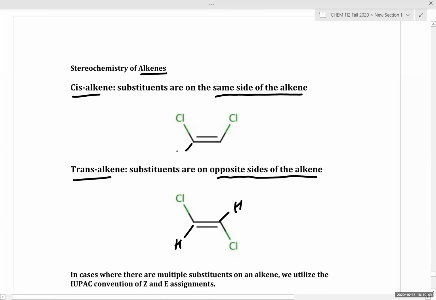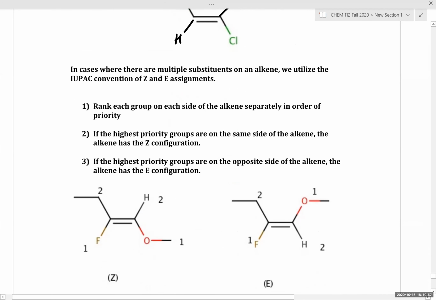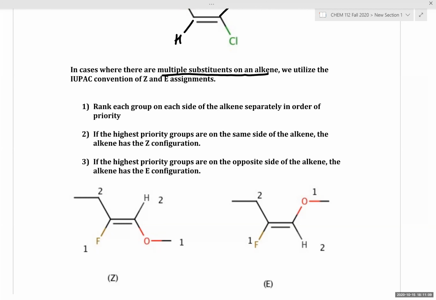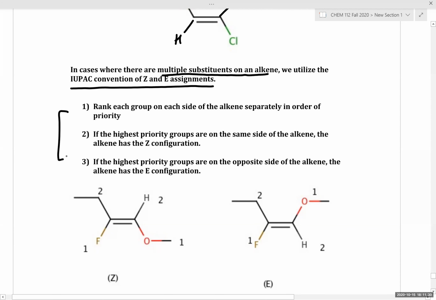Now, this cis and trans definition works nicely when we have relatively simple alkenes. However, when we start to look at molecules with multiple substituents on the alkene, cis and trans naming conventions fall apart very quickly. Which groups are you referring to? Well, IUPAC has developed a convention of assigning alkenes as Z or E, and that serves to denote the stereochemistry and relative arrangement of our substituents in our alkene. So these rules are going to sound very familiar.